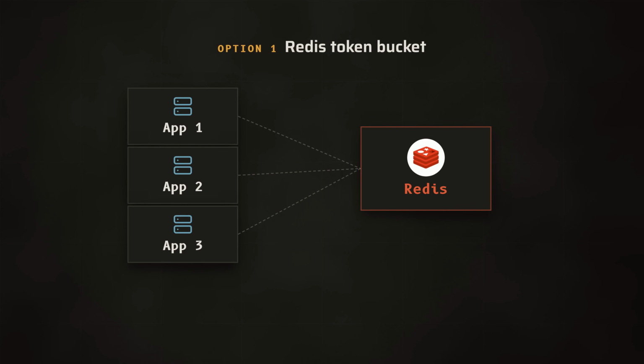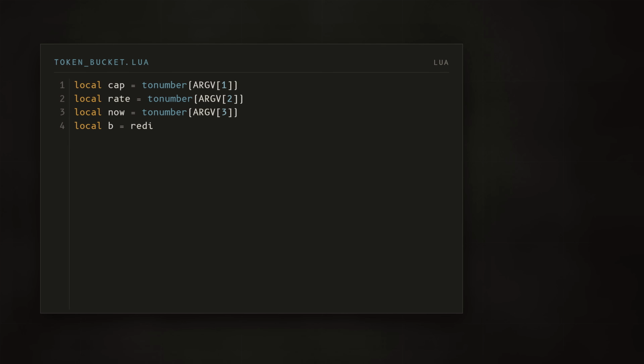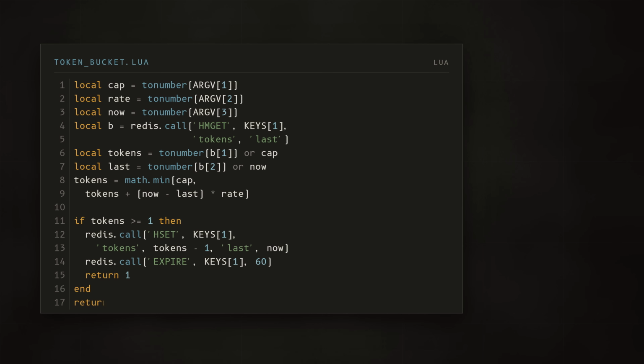Start with Redis. This is the workhorse pattern for rate limiting inside your app. Redis is fast, atomic, and it works across multiple app instances. The naive version uses INCR with an expire, and that's fixed window, and it's fine for a lot of use cases. But for a real token bucket, you want a small Lua script that runs atomically inside Redis. The script reads the current token count, fills the bucket back up based on how much time has passed, takes one out, and writes it back, all in a single round trip, no race conditions.